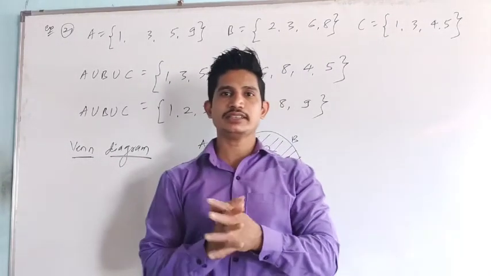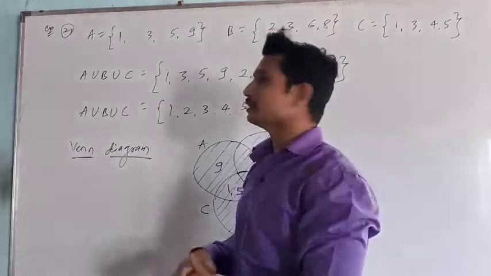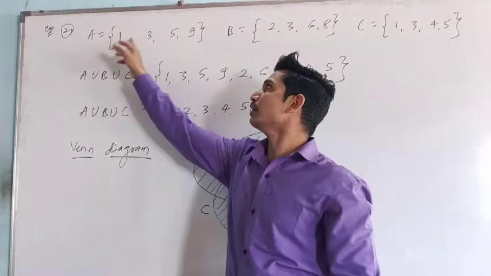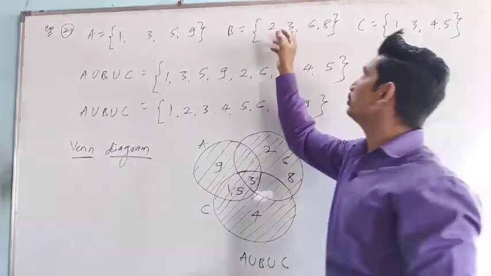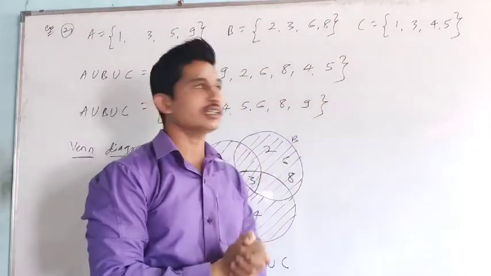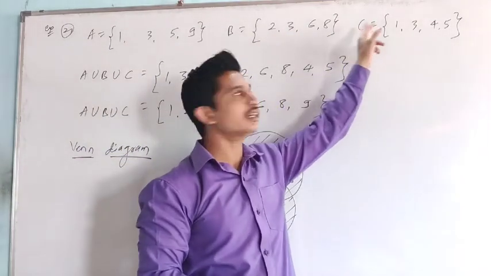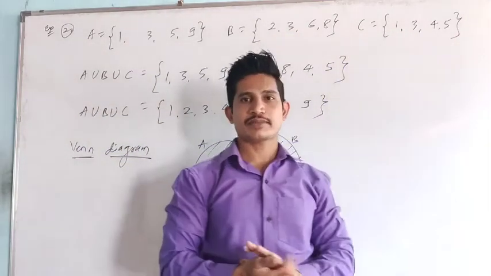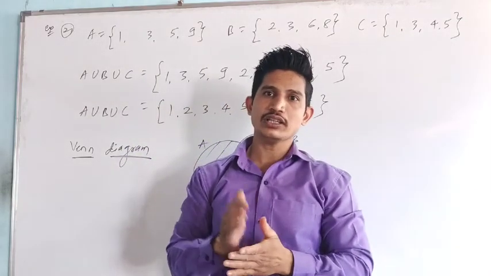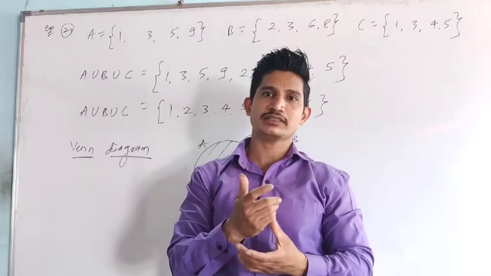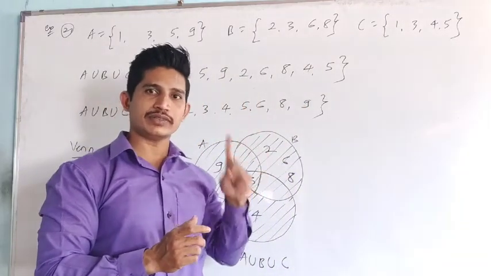When three sets are given, how to do their union? First of all, see here set A is given: 1, 3, 5, 9. Set B is given: 2, 3, 6, 8. And set C is given: 1, 3, 4, 5. As I told you, union is combining all the elements from the given sets in one set, which is writing all the elements in one set.